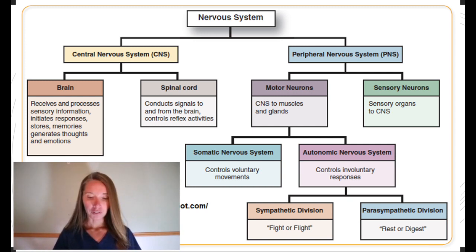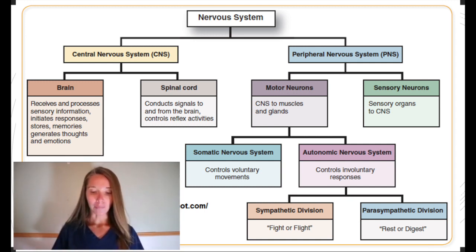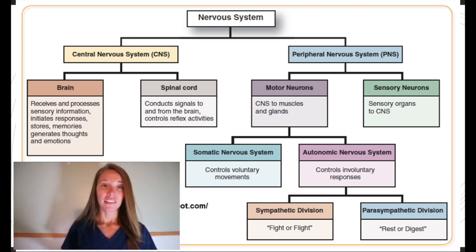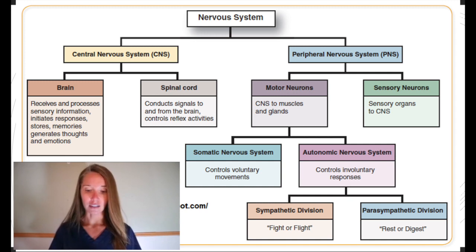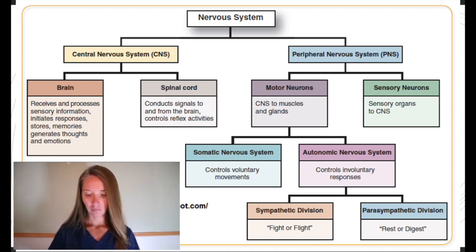From there, the motor neurons differentiate into the somatic nervous system, which controls our voluntary movements, and the autonomic nervous system, which controls our involuntary responses. So these are our fight or flight systems, right? The sympathetic division is our fight or flight, and our parasympathetic is the rest or digest, which will come into play here when we get into spinal cord injury.